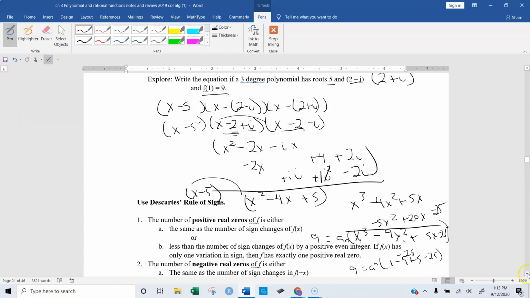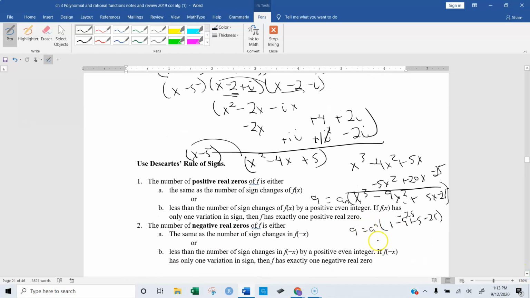I am sorry, I am so out of room. This is terrible. So that means a equals 9 divided by negative 28. So all I do is plug that back into here, and that is my equation. Well, I guess we'll continue down.